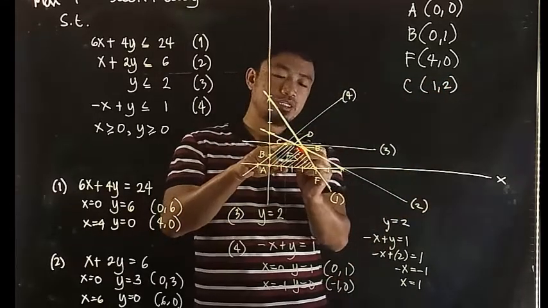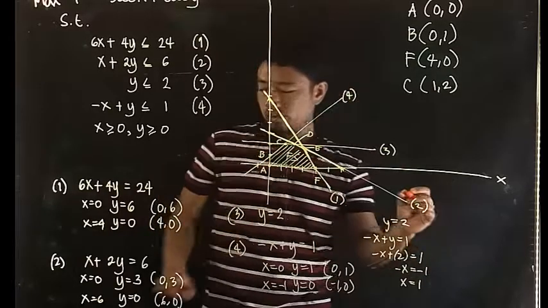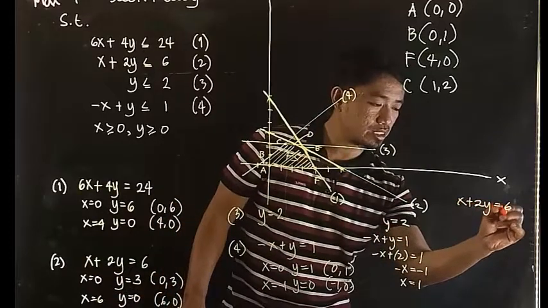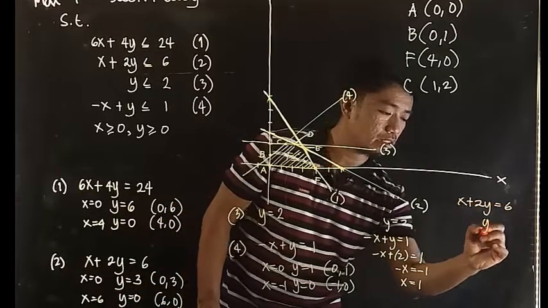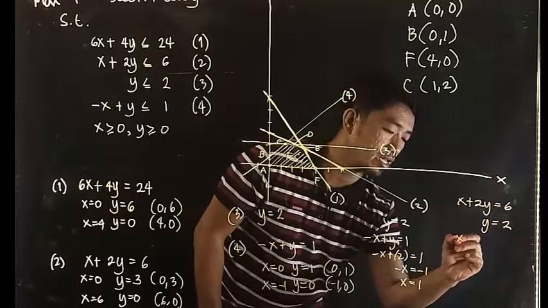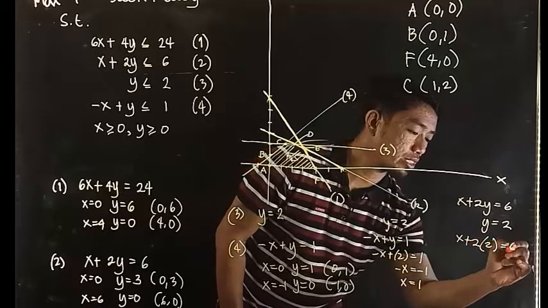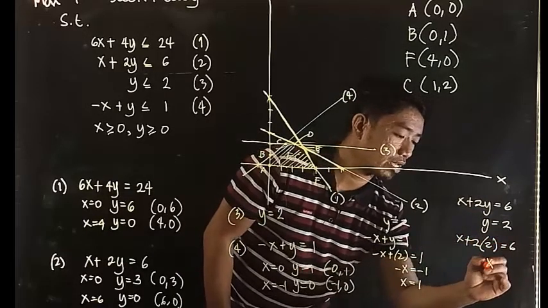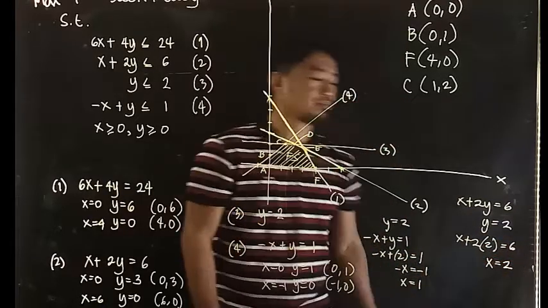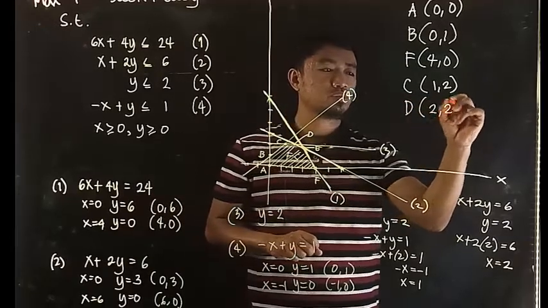Point D is an intersection of line 2 and line 3. Line 2 is x plus 2y equals 6, and line 3 is y equals 2. So y equals 2, therefore x plus 2 times 2 equals 6. Therefore, x is equal to 6 minus 4, which is 2. Point D is (2, 2).